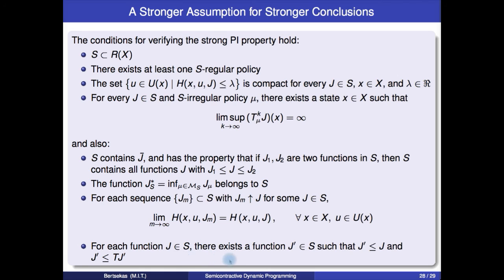Finally, there's another technical condition that says that given S, you can bound it from below by some J prime in S such that J prime, when operated on by T, goes upwards. This is a technical condition. We encountered it in somewhat milder form in the case of stochastic optimal control, and it turns out to be a tricky condition to be verified on each particular application. We will see how one can verify this condition in specific applications in the next lecture.